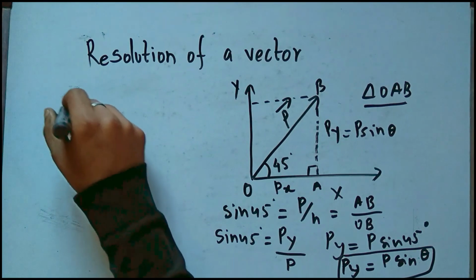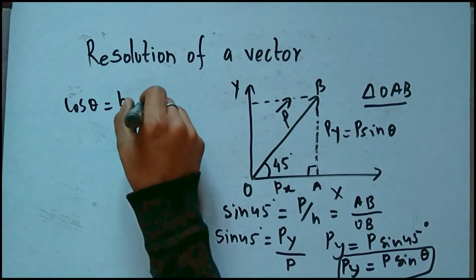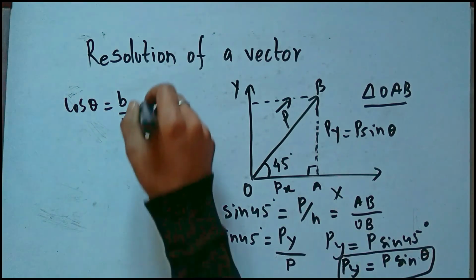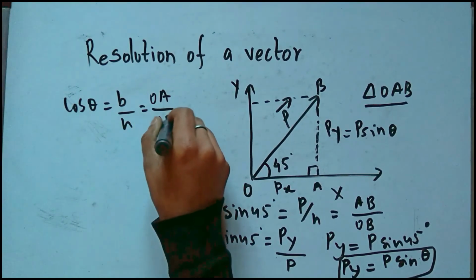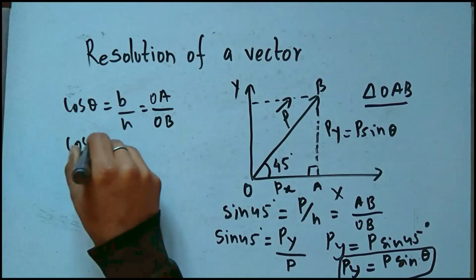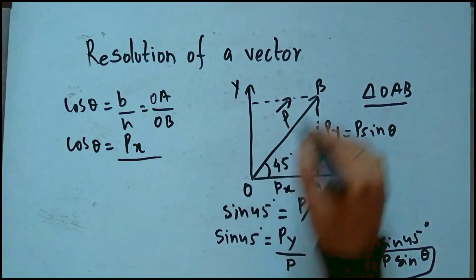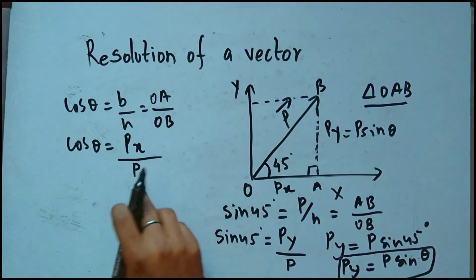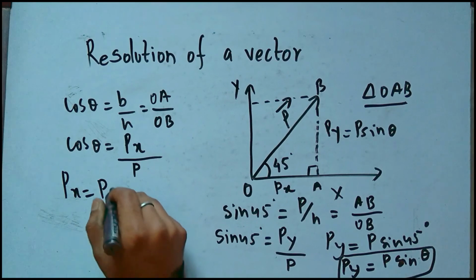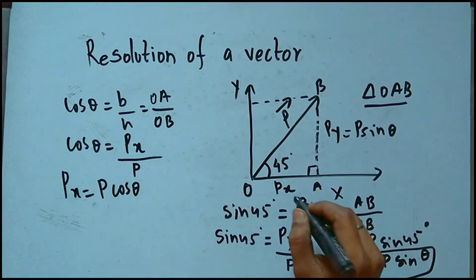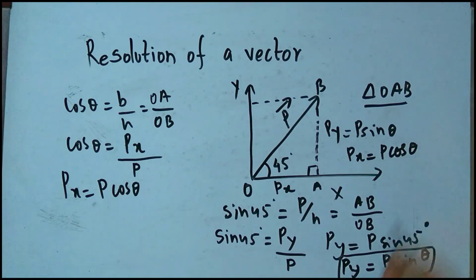If we take cos theta, which is equal to B by H, while base is OA and hypotenuse is OB. So cos theta is equal to OA. OA is Px, whereas OB is the magnitude of vector P itself. So Px is equal to P cos theta.